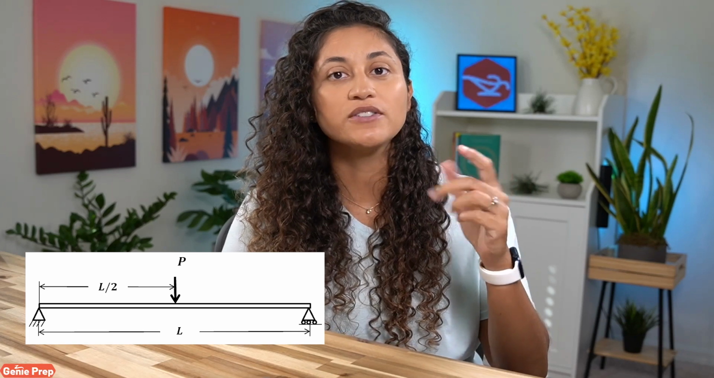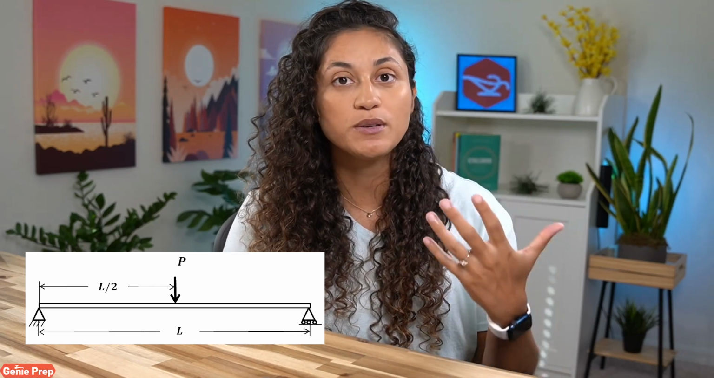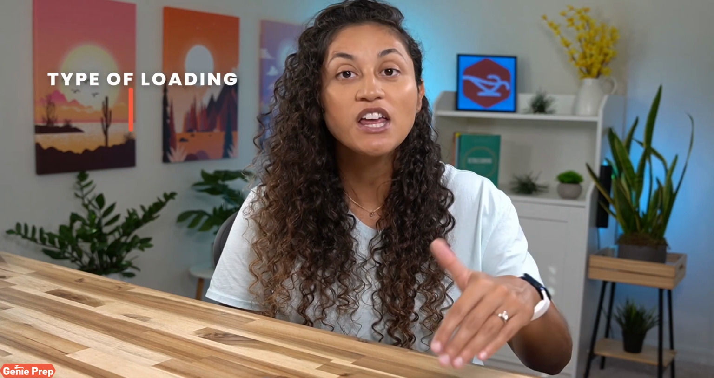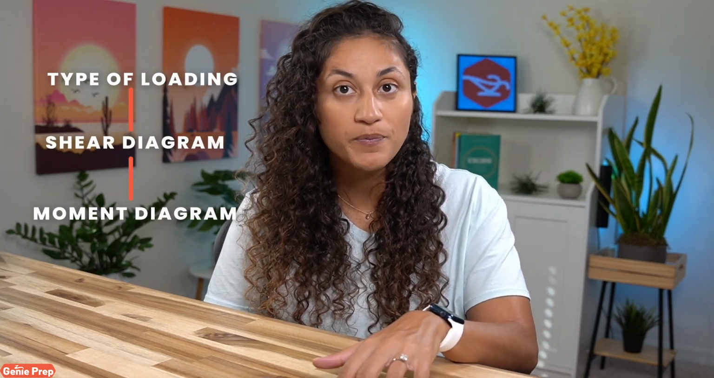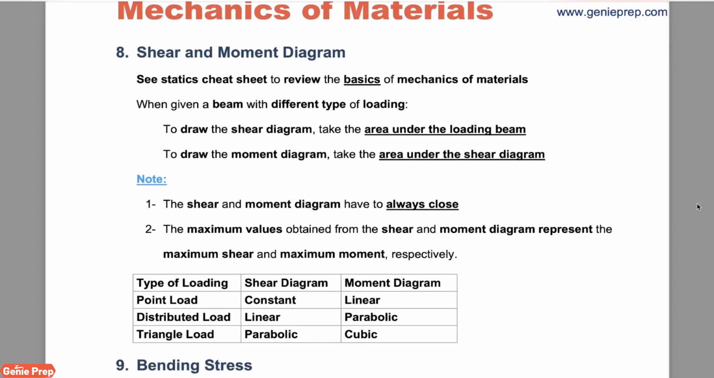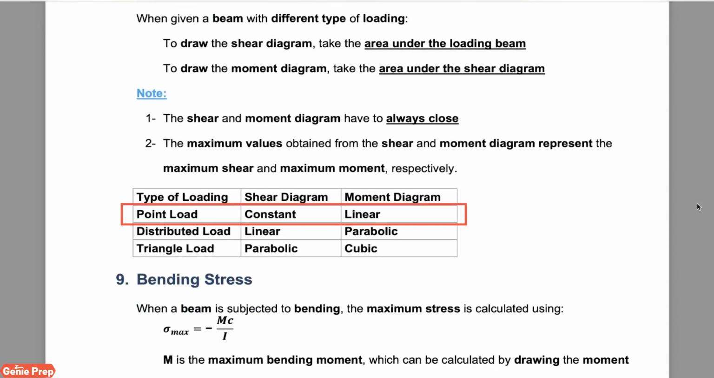So let's say we have a beam with a point load, and the question asks what would the moment diagram look like, okay? So to answer this question, it requires an in-depth understanding of the relationship between the types of loadings, shear diagram, and the moment diagram. And by the way, just to answer this conceptual question, if we actually refer to our cheat sheets on page 23, you guys will see that when we have a point load, the moment diagram is going to be linear, okay?